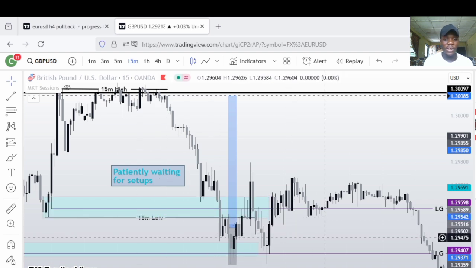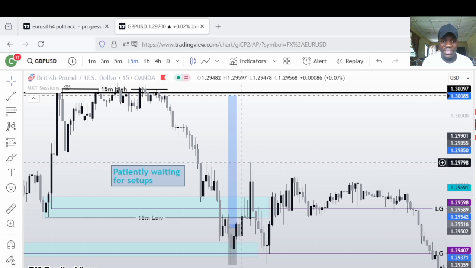And then what happened is price came down to this demand zone, and price swept liquidity, but I didn't get a trend change at this moment. Then the next demand zone was this one, and when price tapped into it and gave me a trend change, I got into the trade, as per the strategy.